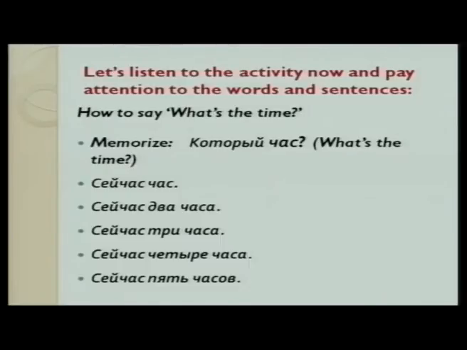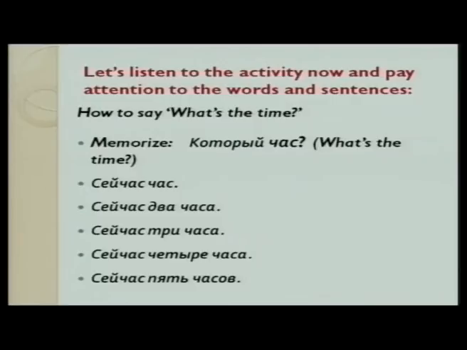This is just a glimpse because we will be discussing time in detail in a dedicated lesson. But before that let us memorize this. Whenever we are saying what is the time or asking what is the time, we say Который час. Please repeat Который час.